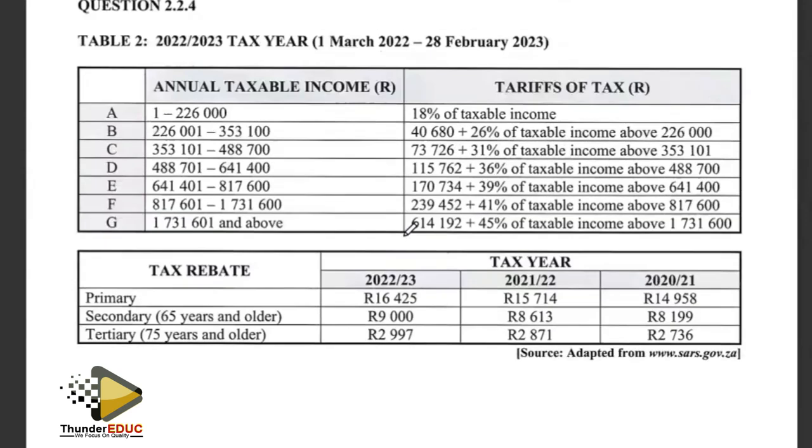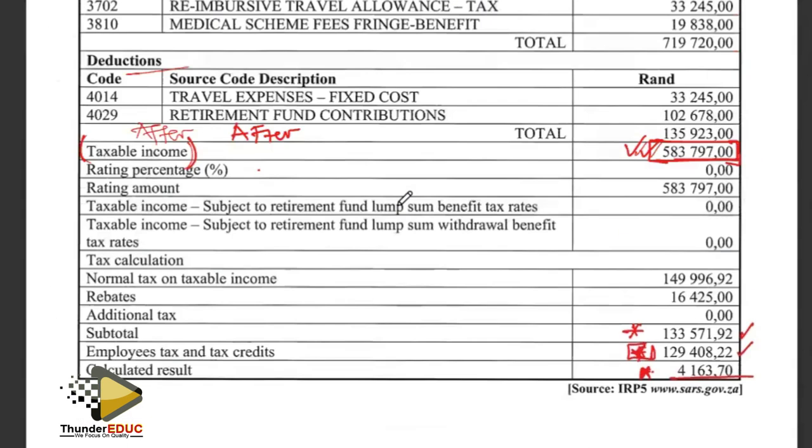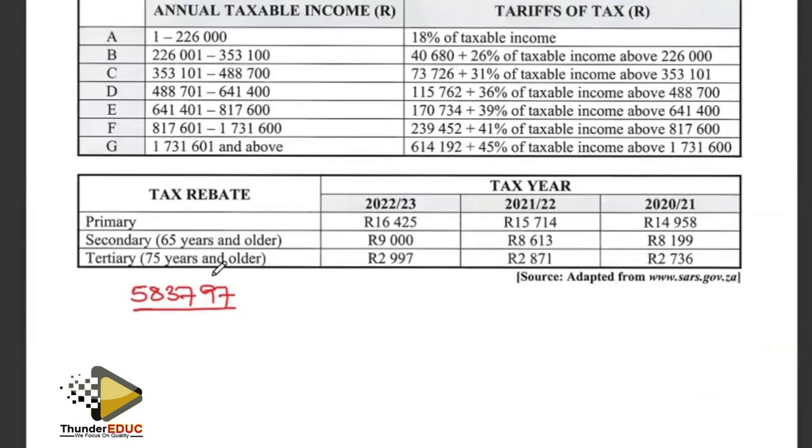We said the taxable income is 583,797. It's already annual. We are picking it from here. Now we are calculating tax. First and foremost, we find out which bracket it belongs to. It's 583. So this is 600, this is 400, so it belongs to this bracket. What shall we do? We shall write this from here down.